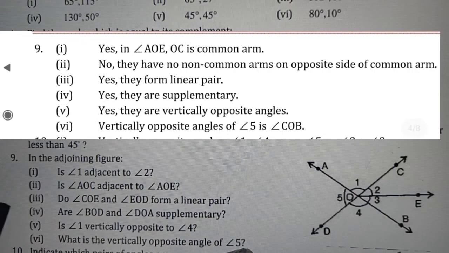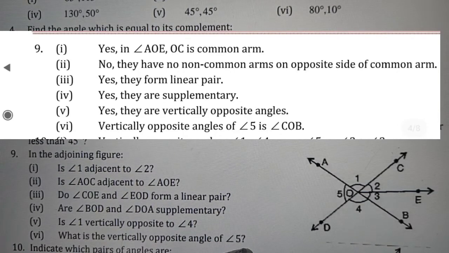Next question, in the adjoining figure, we have to find all the angles 1, 2, 3, 4. As you have seen in yesterday's videos and examples, how we can find all these angles. Let us understand step by step.